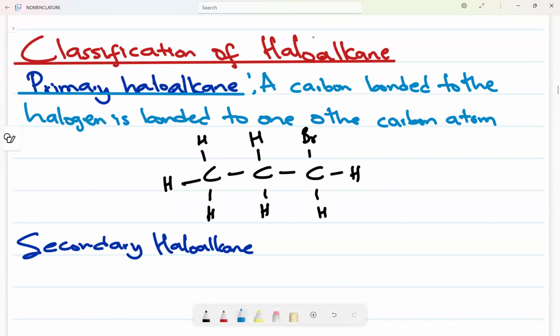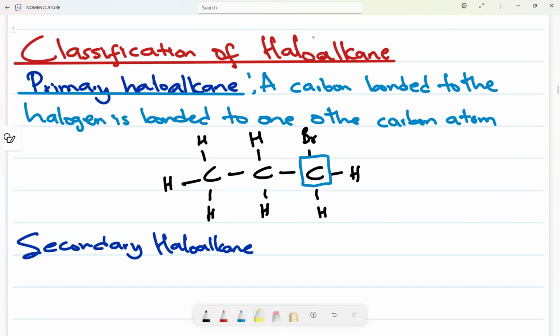What do we mean by this definition? You are saying the carbon bonded to the halogen. Which one is that? This one. It should be bonded to one other carbon, not many carbons. Let's look at this carbon, and I call it the king. Why? Because it is the one that is bonded to the halogen.